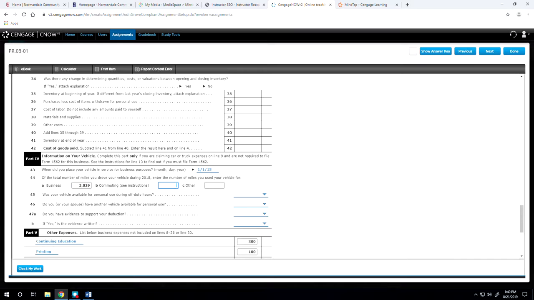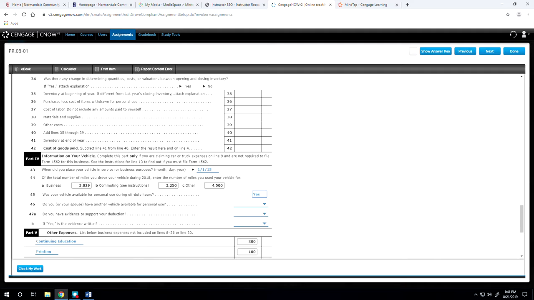Commuting was 3250, and other 4500. Was your vehicle available for personal use? You're doing off-duty hours. Did they tell us that information? They didn't say otherwise. The answer to this one is almost always yes.